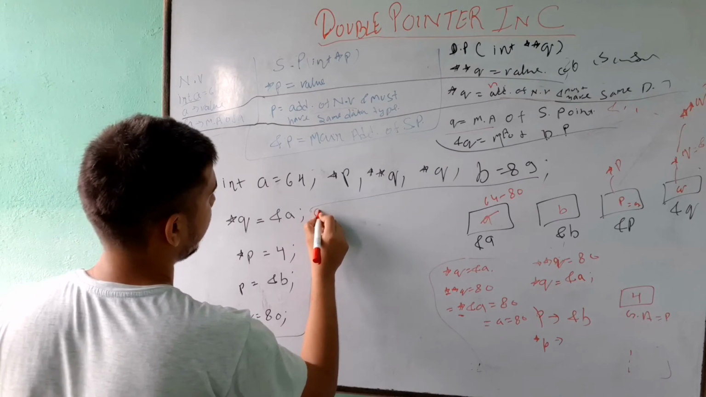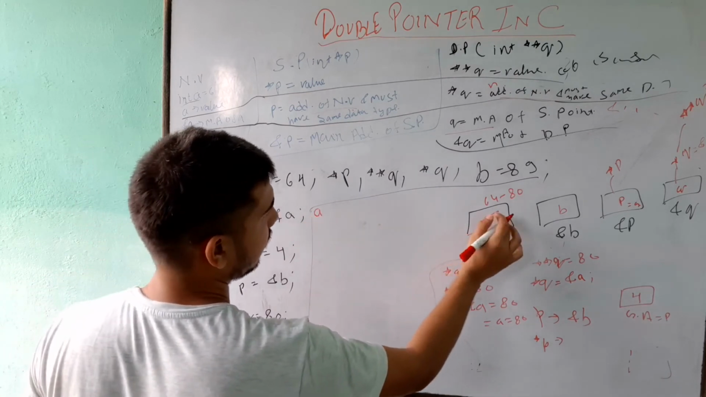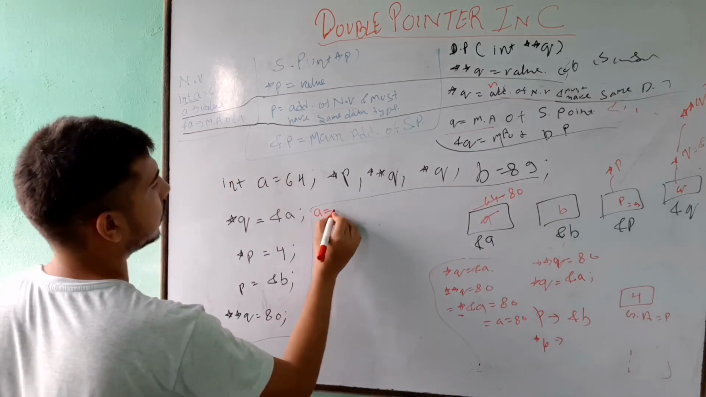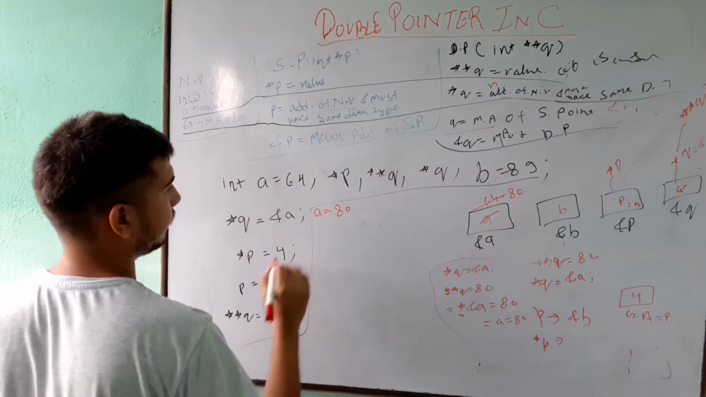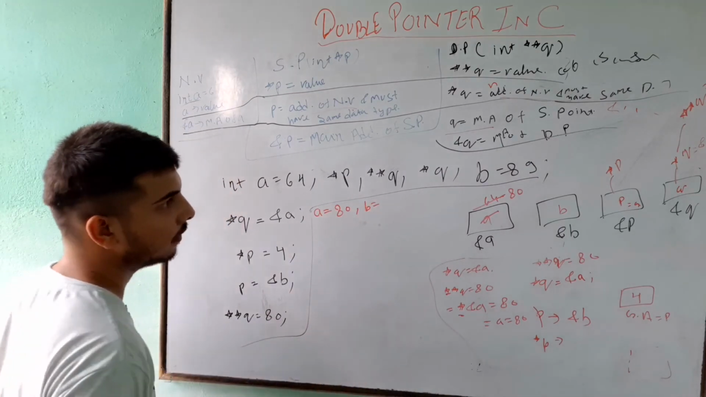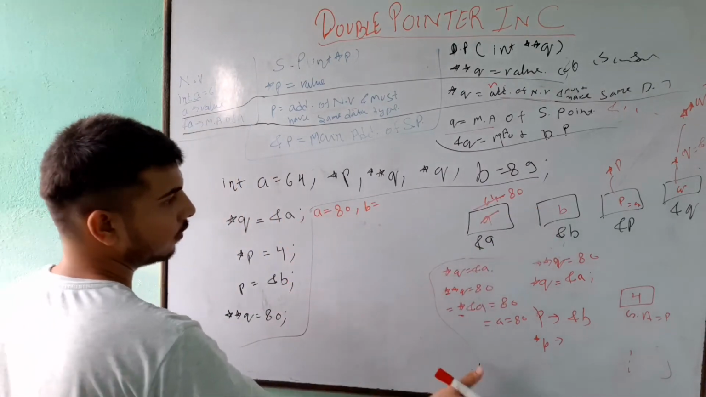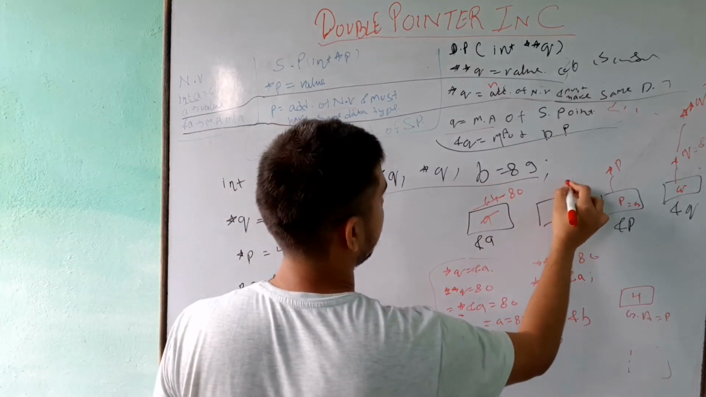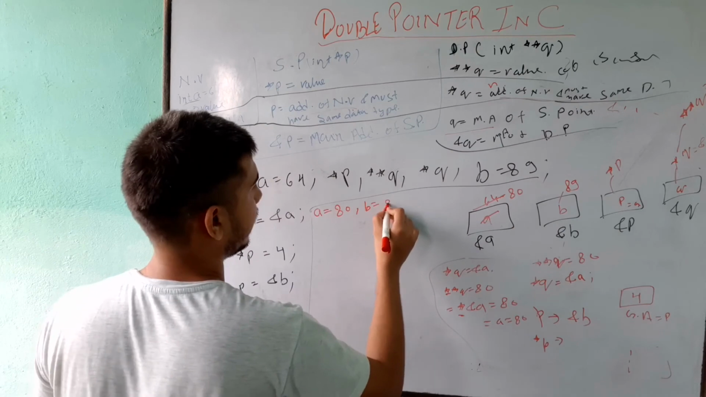Now let's see. If I print a now, what will it give me? This a will become 80. Now if I am writing b, what will b be? It will give me the value because we had nowhere changed it. So it will give me 89, like it was before.